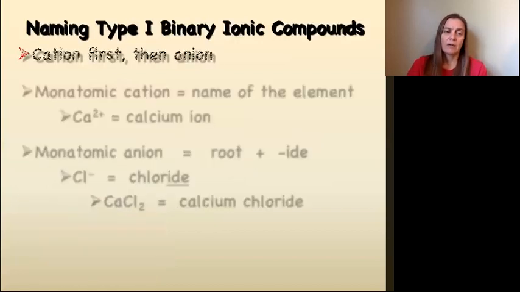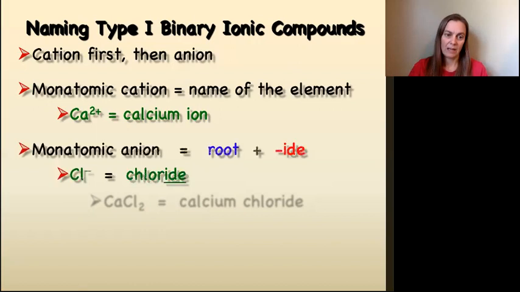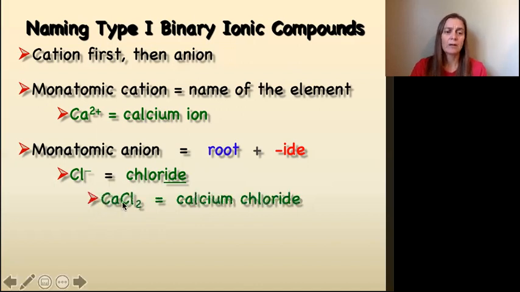So when we name these, first we name the cation, and we remember that the cation just has the name of the element. So the calcium cation is just called calcium. And then we name the anion, and we change the name on the anion. We take the root of the element name, we take off the ending, and we add IDE. So chlorine becomes chloride. So when we're naming this compound, it's calcium chloride. And we don't have to say anything about the subscripts because we know what the subscripts are because the charges tell us how many of each we need, because our compounds are always neutral.